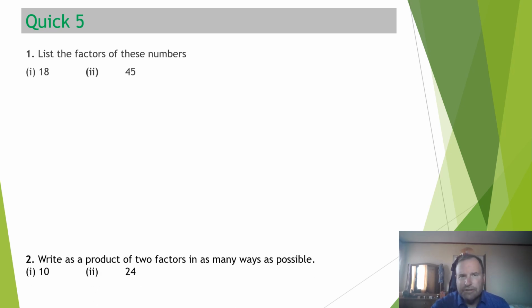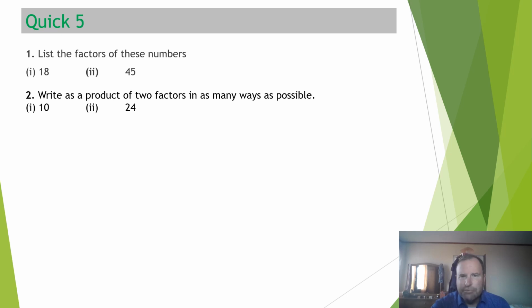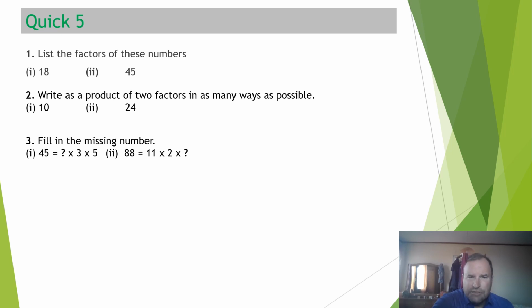Here's question 2. Write as the product of two factors in as many possible ways. The first number is 10 and the second number is 24. Again, pause and write down your answers. Here's question 3. Fill in the missing number. We've got 45 equals the missing number times 3 times 5. And then part 2, 88 equals 11 times 2 times the missing number. So pause and then write down the number that goes in there to give you the correct answers.